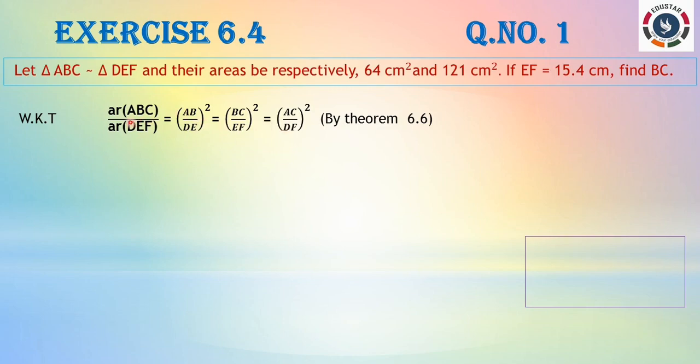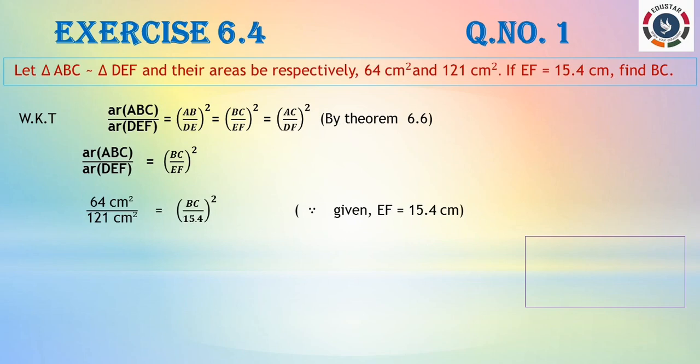According to that theorem, we change the ratio: AB by DE the whole square, BC by EF the whole square, AC by DF the whole square. We know the areas of the two triangles are 64 and 121. EF is given as 15.4 centimeter, and using these three pieces of information we are going to find BC. So out of the three ratios, which can be used? The first and the third.